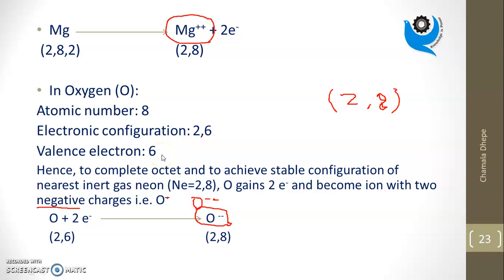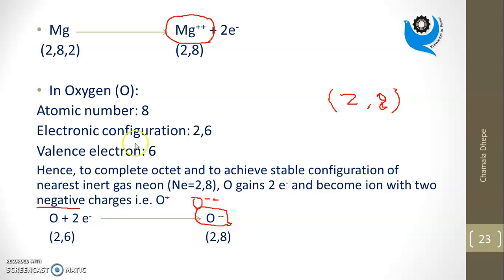Okay. Hence, to complete the octet and to achieve the stable configuration of the nearest inert gas neon, that is 2,8, oxygen gains 2 electrons and becomes an ion with two negative charges, that is O--. See here, the electrons lost by the magnesium are gained by this oxygen. In the beginning its electronic configuration is 2,6. As it gains the 2 electrons from the magnesium, its electronic configuration will become 2,8, and it is going to acquire the 2 negative charges.